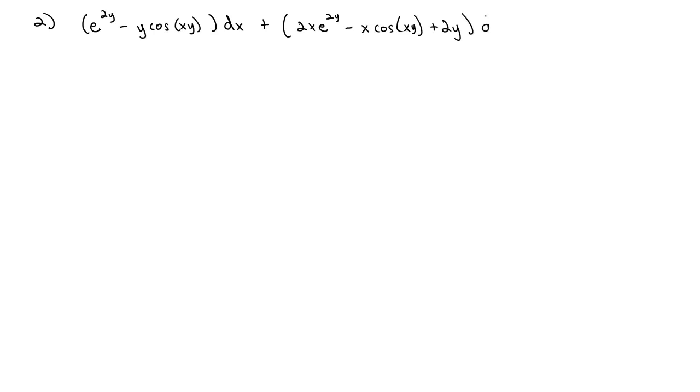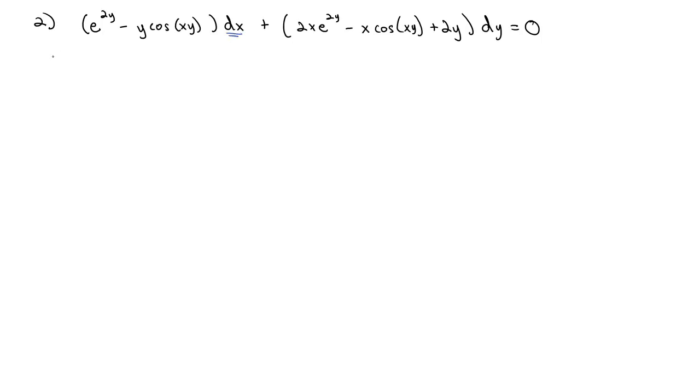Let's try one that's a little more exciting. Let's do e to the 2y minus y cosine of xy dx plus 2x e to the 2y minus x cosine of xy plus 2y dy equals 0. Now, because of the format, again, I suspect it might be an exact equation.